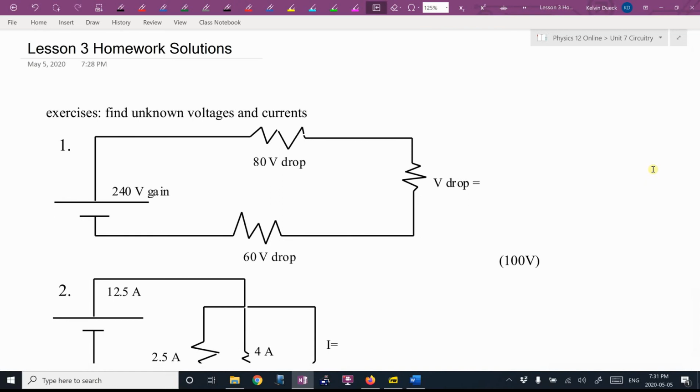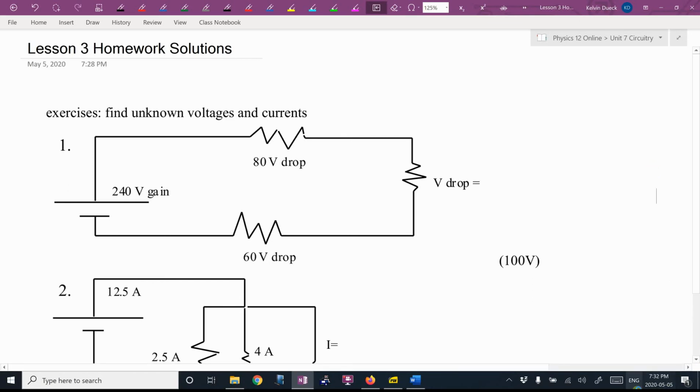So here are the solutions for lesson three, Kirchhoff's laws. I know the lesson was a bit longer than normal. I'm going to explain to you how I'm finding all of these numbers, because as we get into more and more complicated circuits, it's going to be kind of a step-by-step procedure.